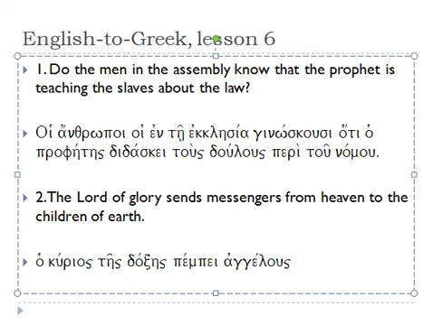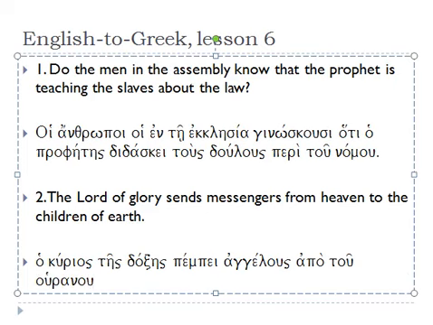Sends messengers from heaven to the children. From heaven to the children. Two prepositional phrases giving us the direction from whence the messengers come and whither they are going. So from heaven is apo or ek. I'll go with apo. Uranu or tu uranu. Either is fine. I think apo tu uranu is more idiomatic Greek.